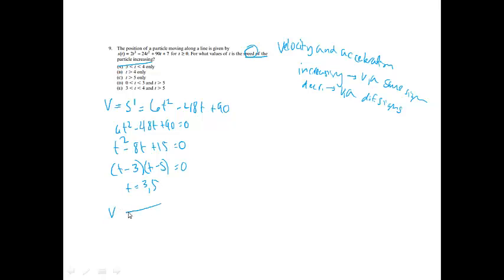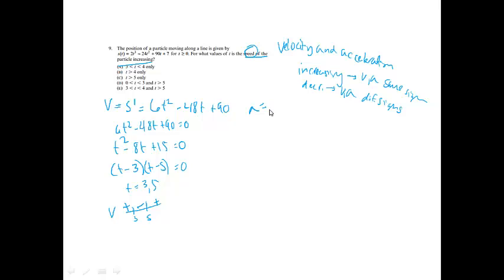So if I do a velocity chart and put 3 and 5 on it, if I plug in 2 into the velocity, I'll get a positive number. If I plug 4 in, I'll get a negative number. And if I plug 6 into the velocity, I'll get a positive number. All right, so that's what the velocity is doing.